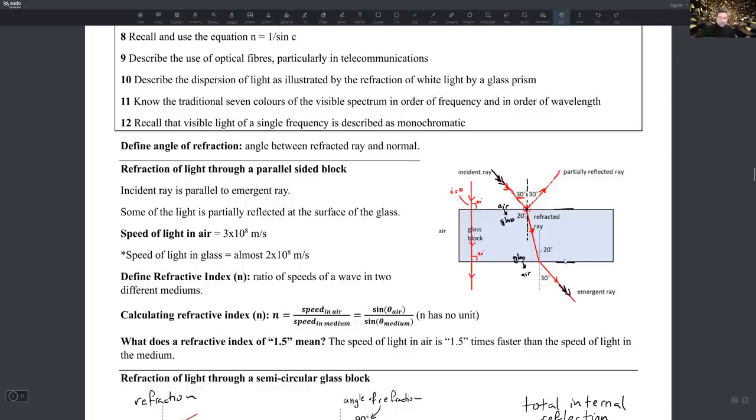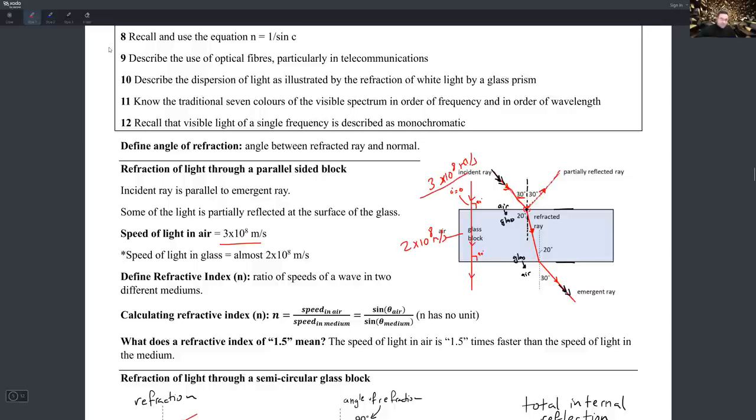This was refraction, but wait, there's more. Like we said, light that travels in air is faster than light that travels in glass. Glass is more dense, that's why it bends closer to the normal. The speed of light in air is 3 times 10 power 8 meters per second. We discussed that last time. But the speed of light in glass is less than the speed of light in air, and it's usually around 2 times 10 power 8 meters per second.